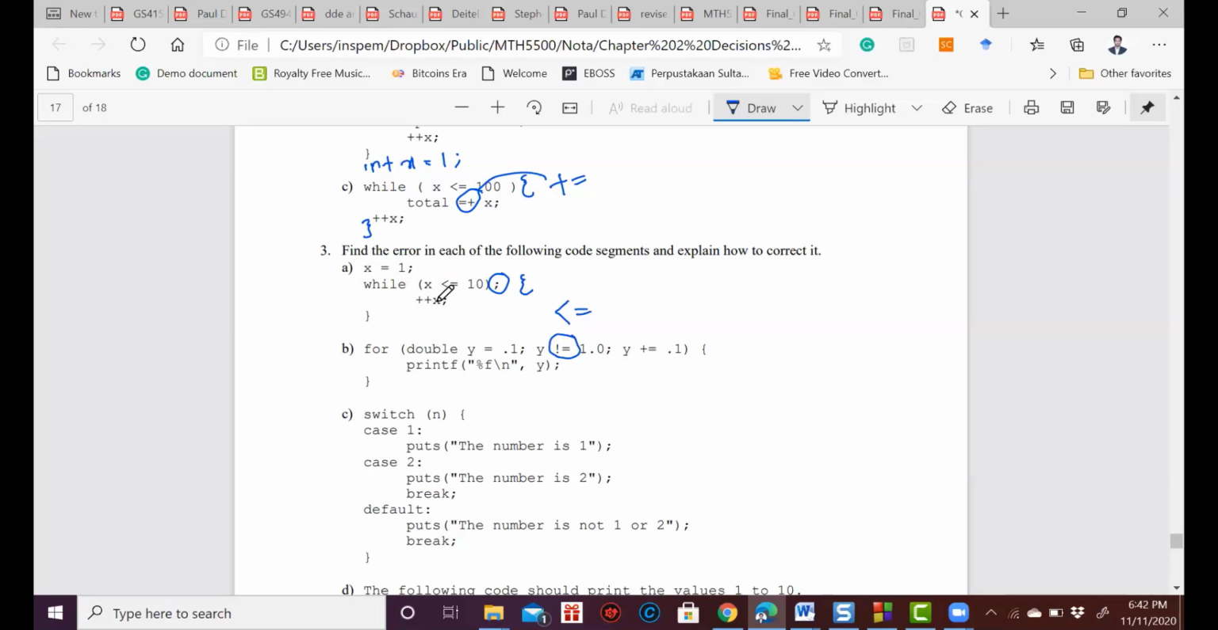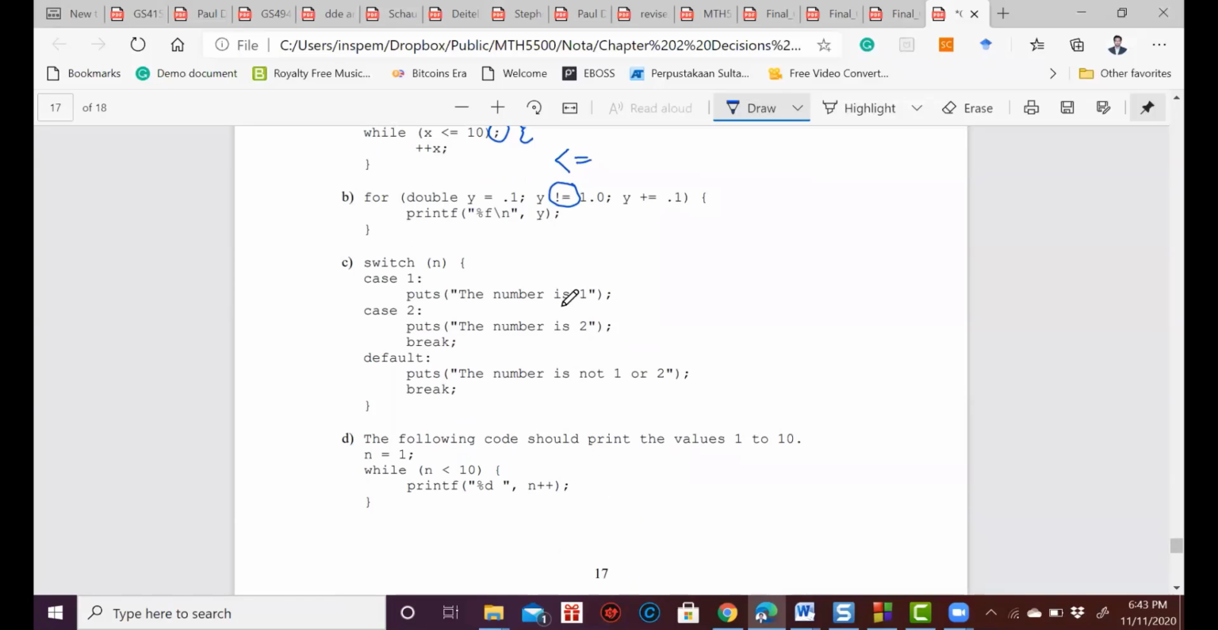So the logic is correct. I think this one has no error. Okay, the error is here. Okay, now number C. What is the error? There's no break. There is case 1, break after case 1, yes. Yeah, missing break here.